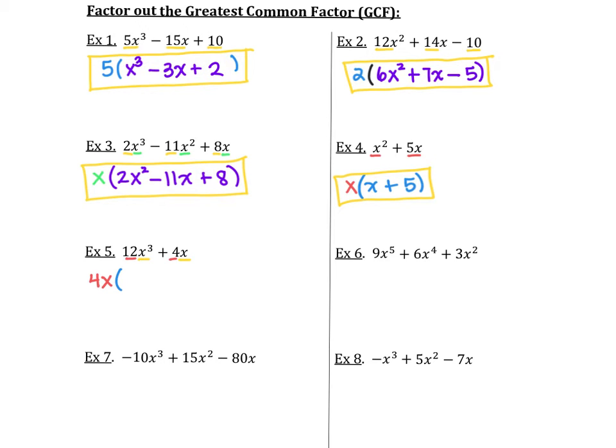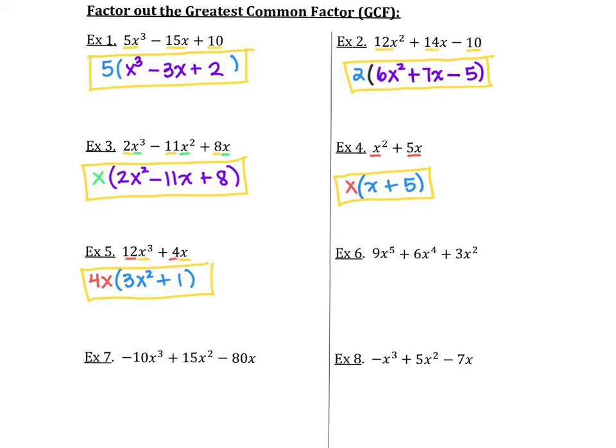Okay, so if I take out 4x, 4 times something to get 12, this will have to be 3. 4 times 3 is 12x, but I want it to be x to the third, so I need x to the 2, so I can get 2 more x's. Bring down the plus sign. 4 times 1 will give me 4. 4x times 1 is 4x, and I already have the x on there, so I'm done, and I took out the greatest common factor.